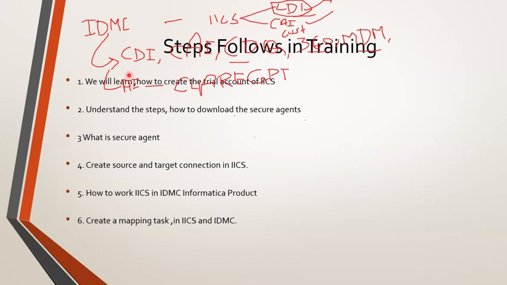First, we go on Google, let's suppose, and provide some URL, then provide some information, then you can create the trial account. After that, how to download the secure agent via URL. Once you have created the trial account and activated it, you can go and download the secure agent. After that, what is the secure agent? First, we'll explain what the secure agent is, why we are going to use it, why we need this secure agent, why we can't execute without the secure agent. Those questions I will explain.